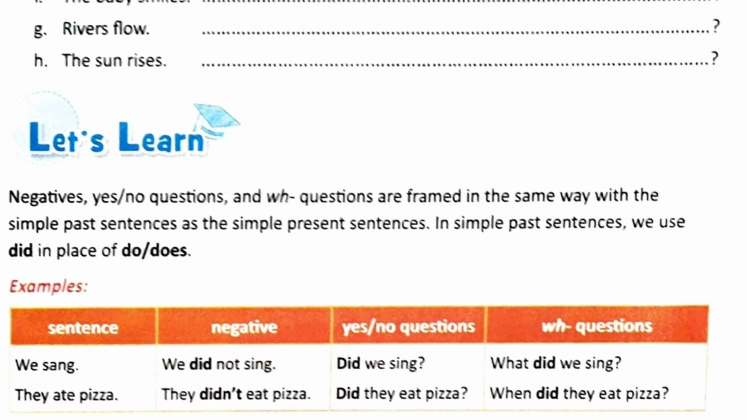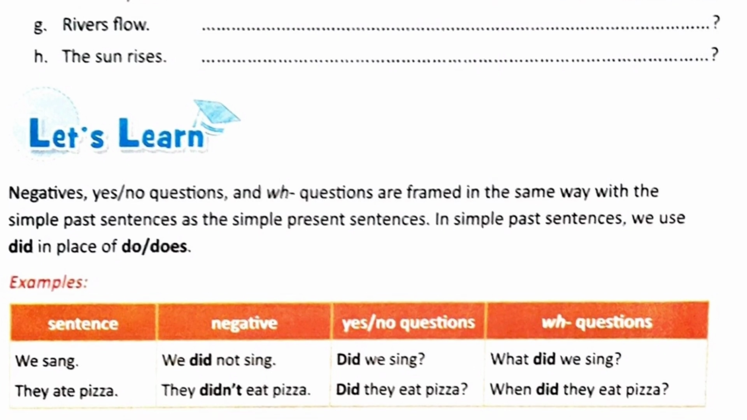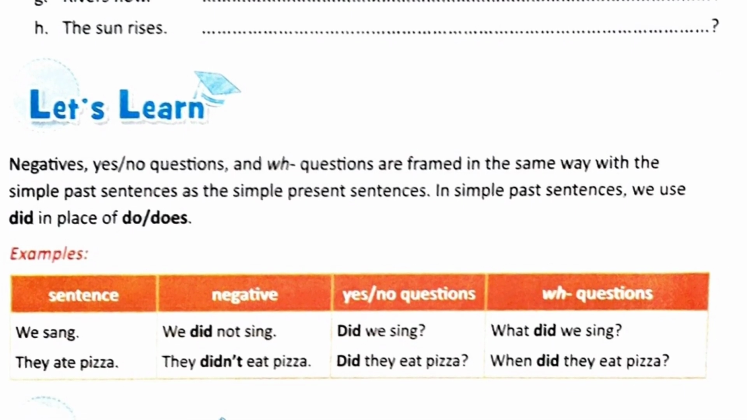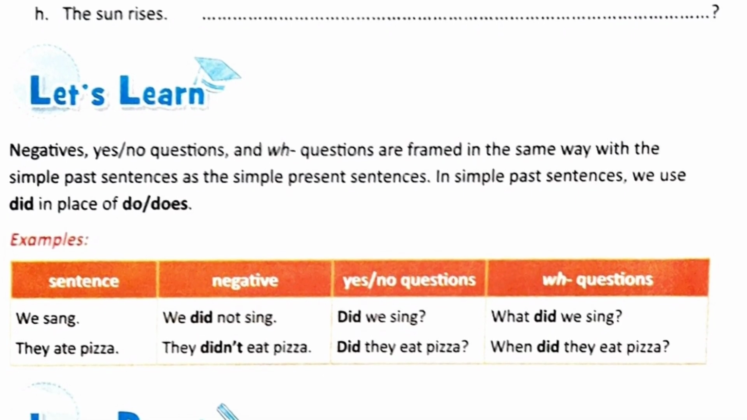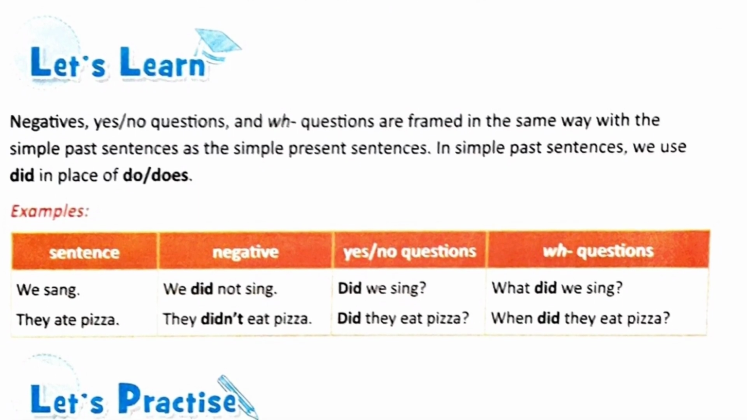So I hope this is clear to you, because in past tense it becomes easier to frame negatives, yes-no or WH questions, as we need not make a choice between "do" or "does." Everywhere we just need to use the auxiliary "did." Now let's look at the let's practice section.